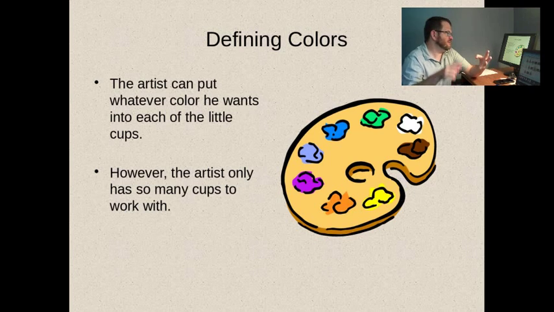So maybe that artist has 8 little cups around the edge there. He can put any paint, he can mix paints, he can put any color in the rainbow, he could put no paint in them. He could put the same color in all of them. Whatever, it's totally up to the artist, but he's only got so many little cups to work with.